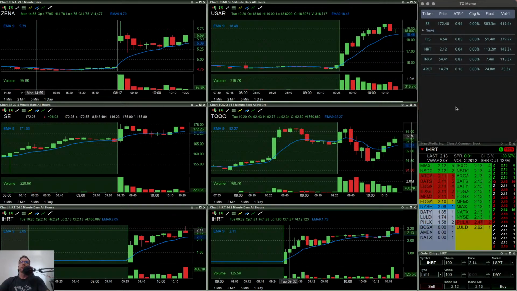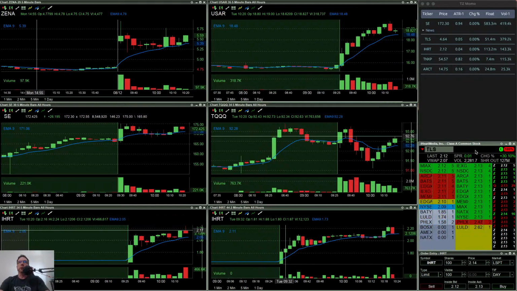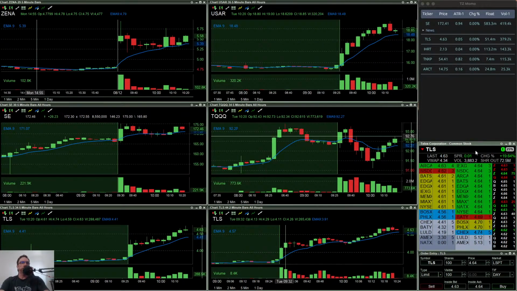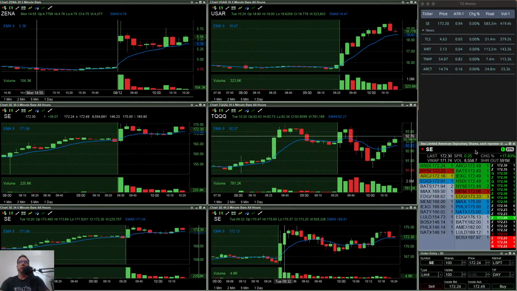TLS, as you can see on the 5-minute, it moved. It's moving, but it has no catalyst. Now, SE has a catalyst, and it's really not moving.